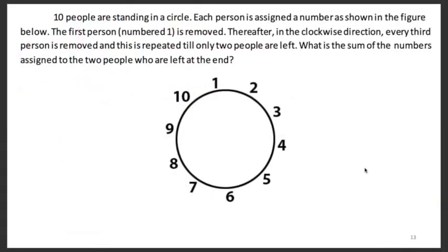10 people are standing in a circle. Each person is assigned a number as shown in the figure below. The first person, number 1, is removed. Thereafter, in clockwise order, every third person is removed, and this is repeated till only 2 persons are left. What is the sum of the numbers assigned to the 2 people that are left? Okay. We are starting with number 1, which is removed first, and then after that, every third number is removed.